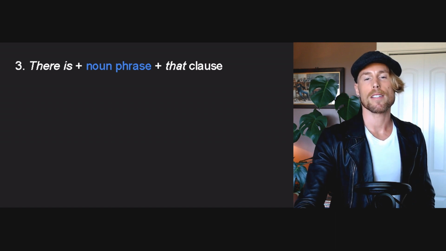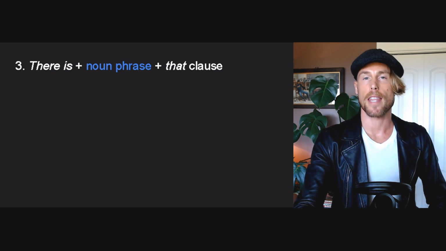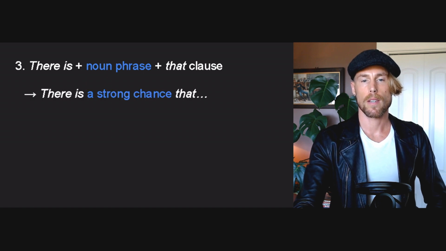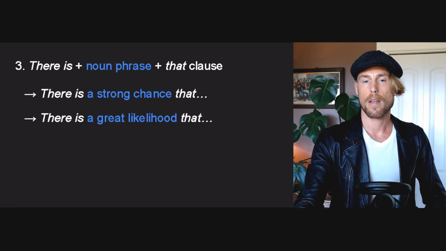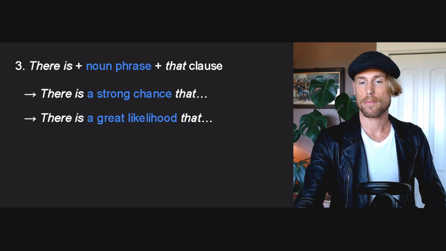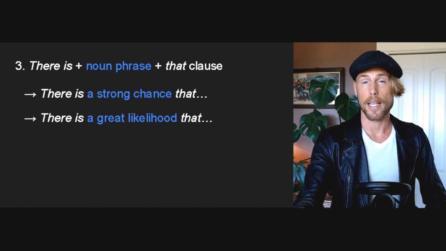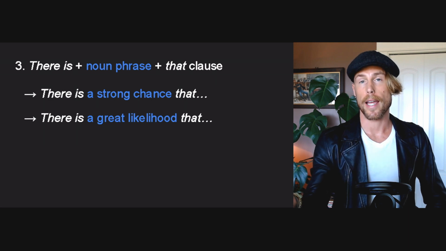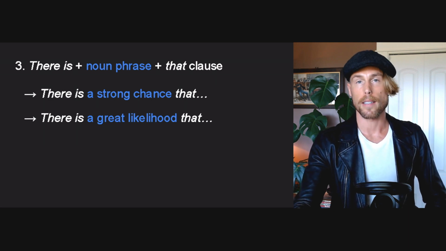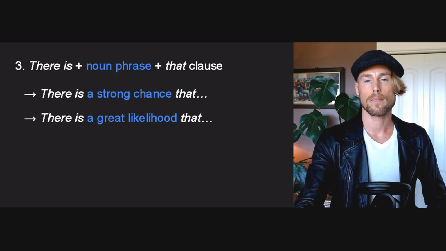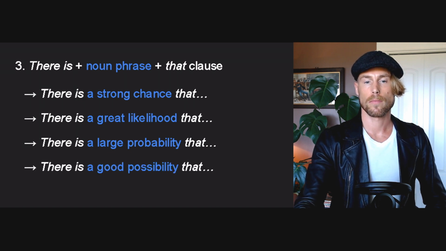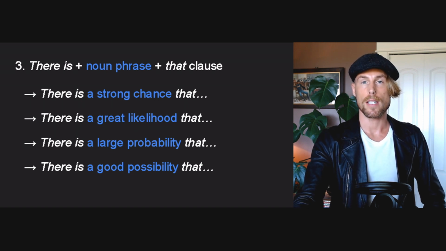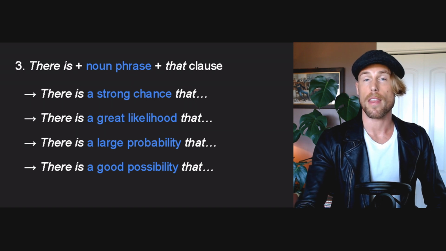Okay, there is plus noun phrase plus that clause. For example, there is a strong chance that. There is a great likelihood that. So likely, unlikely, likelihood is a noun. And a great likelihood is a noun phrase. There is a large probability that. There is a good possibility that. So these are all noun phrases with there is, and let's look at some examples with that clauses.